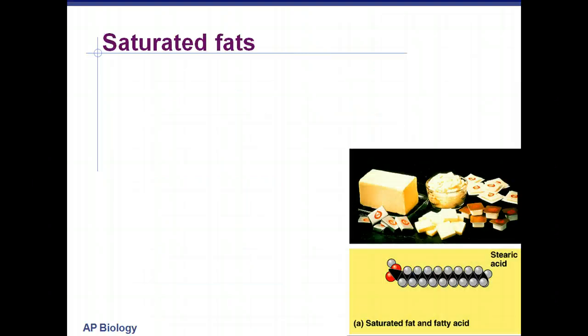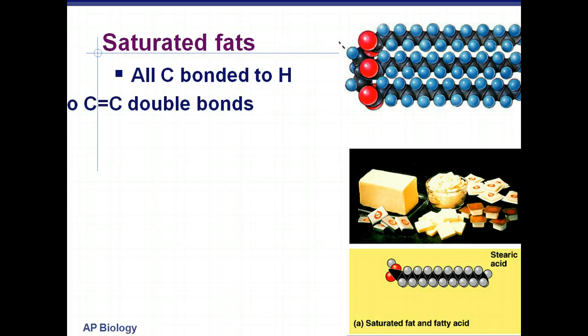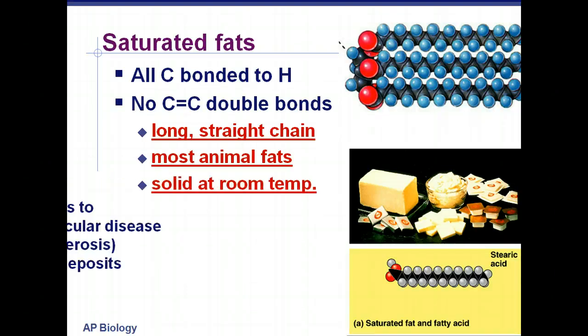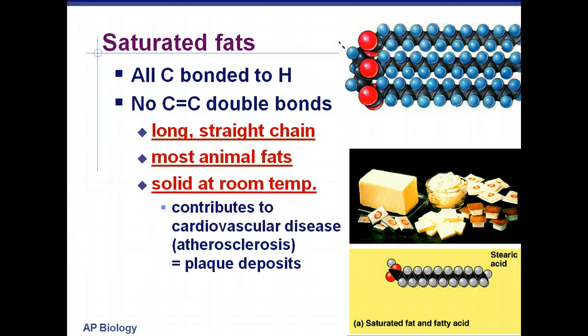Our saturated fats are those that have all their carbons bonded to hydrogens, really, really stacked in there. And you'll see no double bonds, so we get these nice, long, straight chains. Since they're long and straight, they can stack up and stay solid at room temperature. Now, the bad thing here is our body loves to collect these, and it decides, hey, let's store it in your arteries. And so when we get lots of fat stored up in our arteries, we start to develop arteriosclerosis, and you get these plaque deposits.